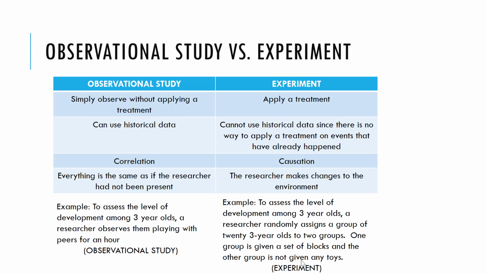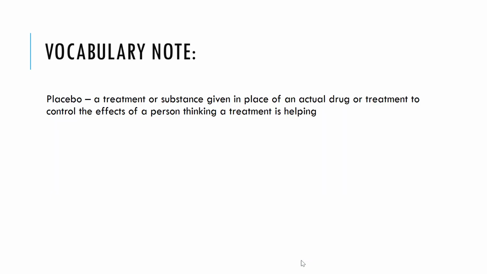Let's do some more examples so we can get more familiar with these concepts of observational studies and experiments. Before we do that, I want to introduce one vocabulary word, which is placebo. This is a treatment or substance given in place of an actual drug or treatment to control the effects of a person thinking that a treatment is helping. That's called the placebo effect.